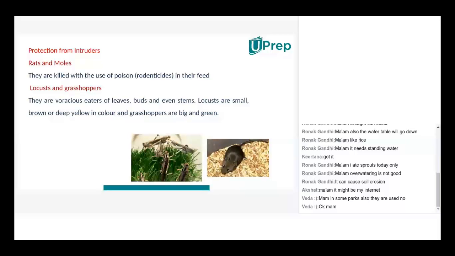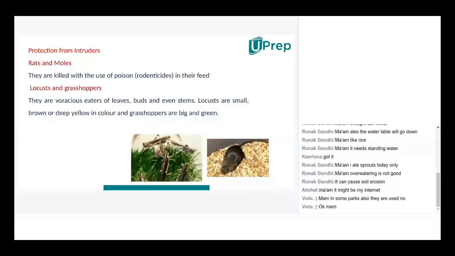Protection from intruders. Rats and moles are killed with the use of poison, rodenticides. Locusts and grasshoppers are voracious eaters of leaves, buds, and even stems. Locusts are small, brown, and deep yellow in color, and grasshoppers are green and big.